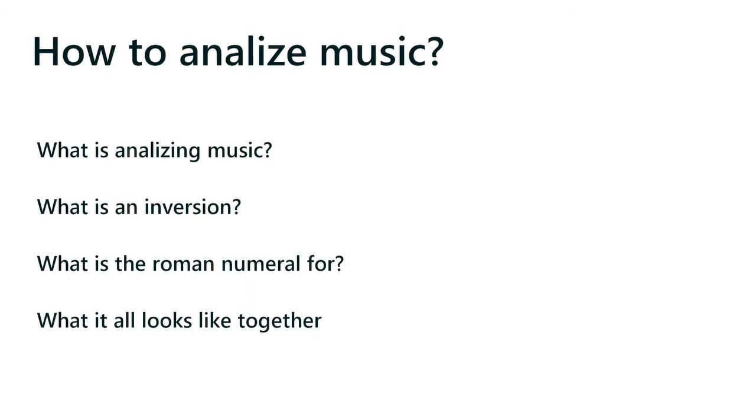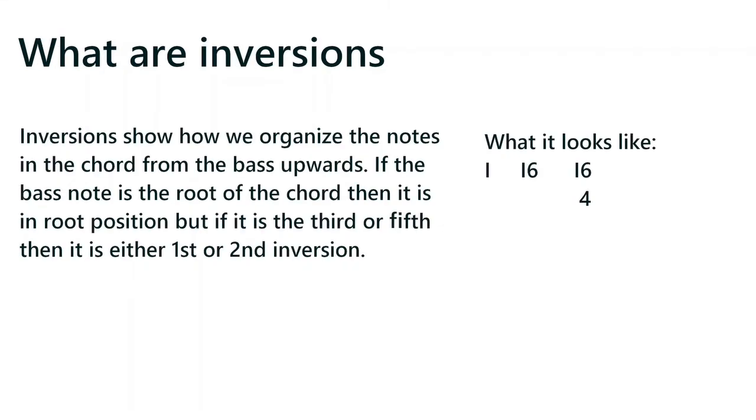Now let's get into inversions. What are inversions? Inversions show how we organize the notes in the chord from the bass upwards. If the bass note is the root of the chord, then it is in root position. But if it is the third or fifth, then it is either first or second inversion respectively. And as you'll see on the screen here, what it looks like is either a 1 chord, a 1 with a 6, and that 6 means it's in first inversion. And then 1, 6, 4 means that it's in second inversion.